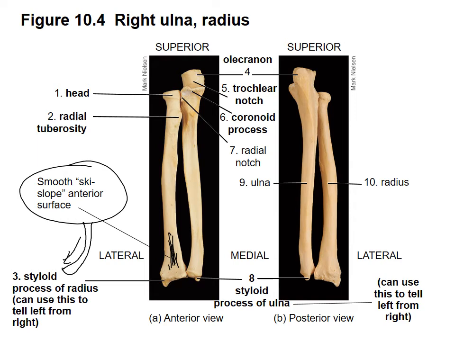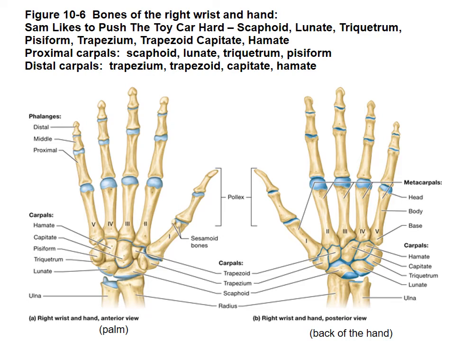Next slide. Here are the bones of the wrist and the hand. The way to remember the bones of the wrist is pretty easy. A little saying: Sam likes to push the toy car hard. The names of the bones are scaphoid, lunate, triquetrum, pisiform, trapezium, trapezoid, capitate, and hamate. If you'll notice, trapezium and trapezoid are in alphabetical order, so that helps, because you have two T's right in a row. So Sam likes to, scaphoid, lunate, triquetrum, push the toy car hard.